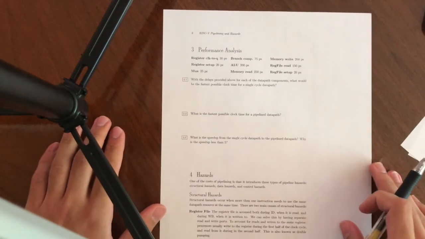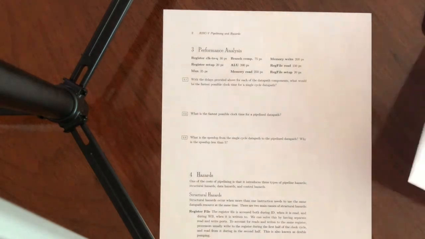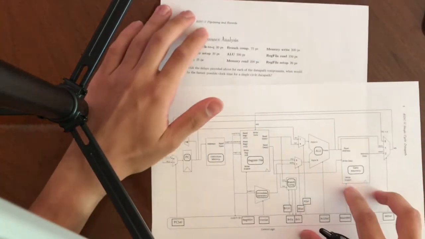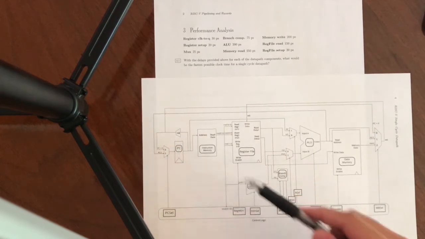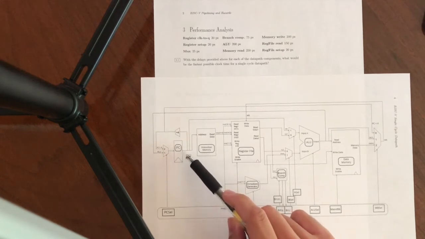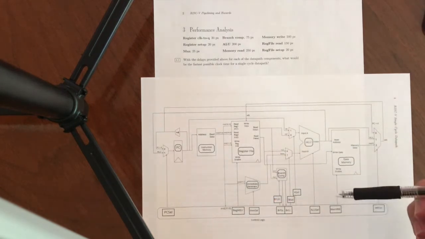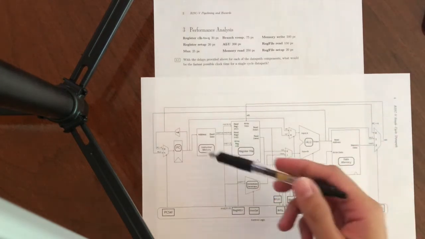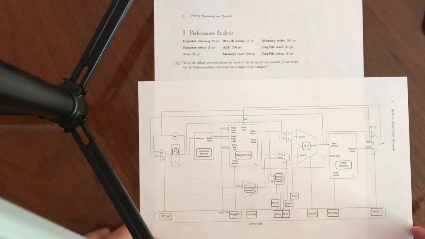With the delays provided above for each of the data path components, what would be the fastest possible clock time for a single cycle data path? To help answer this question, let's take out the data path. This is the drawing that we typically use. We're essentially just going to be running through, starting from the PC. This is where our data path starts from. It outputs a value from the PC, the program counter, which is an instruction address, and then it goes through and performs that instruction. So let's step through each part and figure out how long it takes any generic instruction to run.